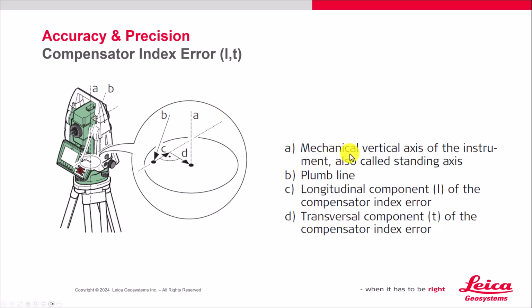So A is the mechanical vertical axis of the instrument. B is the plumb line. So the two things do not match right now. We have to correct for that. And C is the longitudinal component of the index error. And D is the transverse component of the index error. So what we have to do is make these two come together. So we measure that through a procedure and fix that with software.